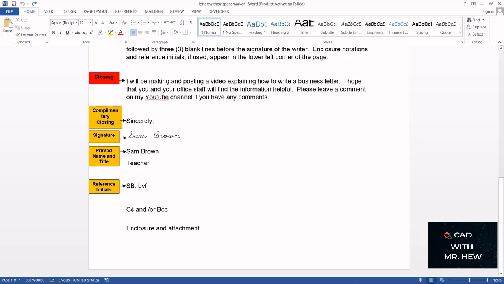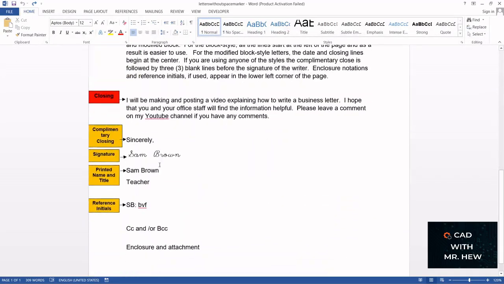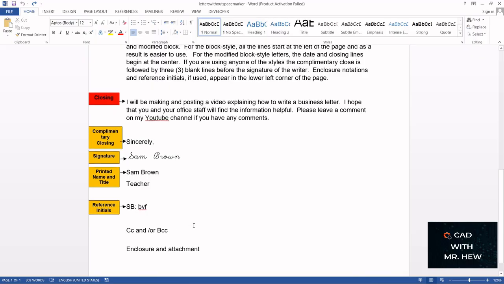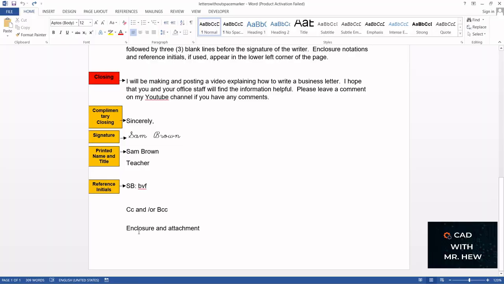Then we have CC for carbon copy, meaning did you copy the letter to any other persons other than Mr. Thomas here? And did you write a blind copy and send it to somebody else who you don't want Mr. Brown to know that you had actually copied it to somebody else?